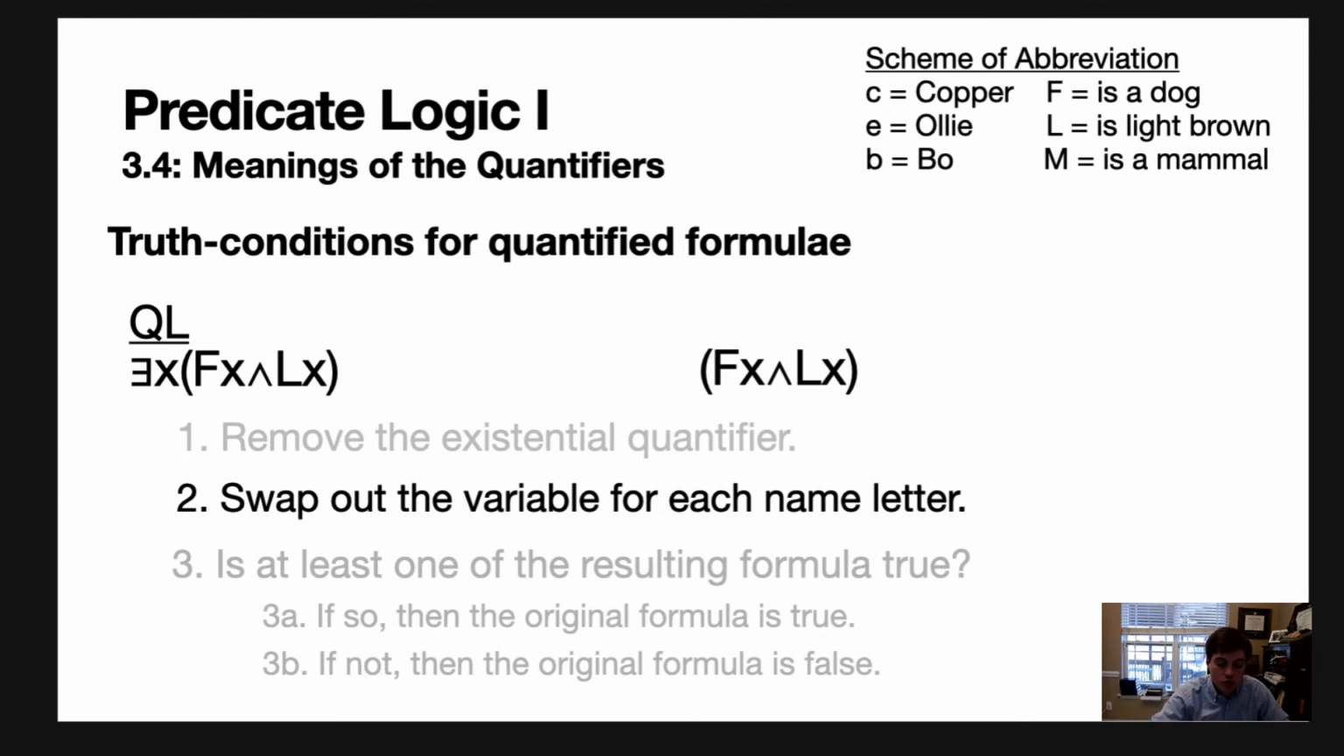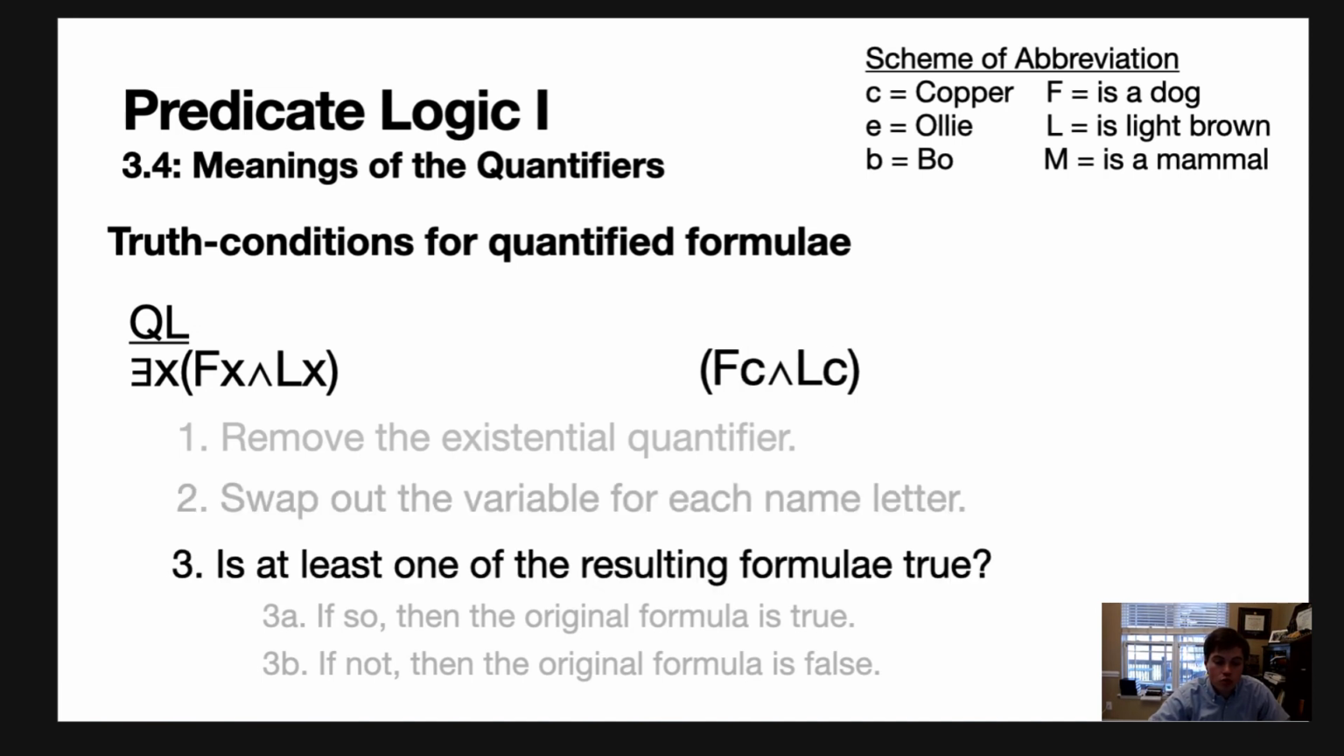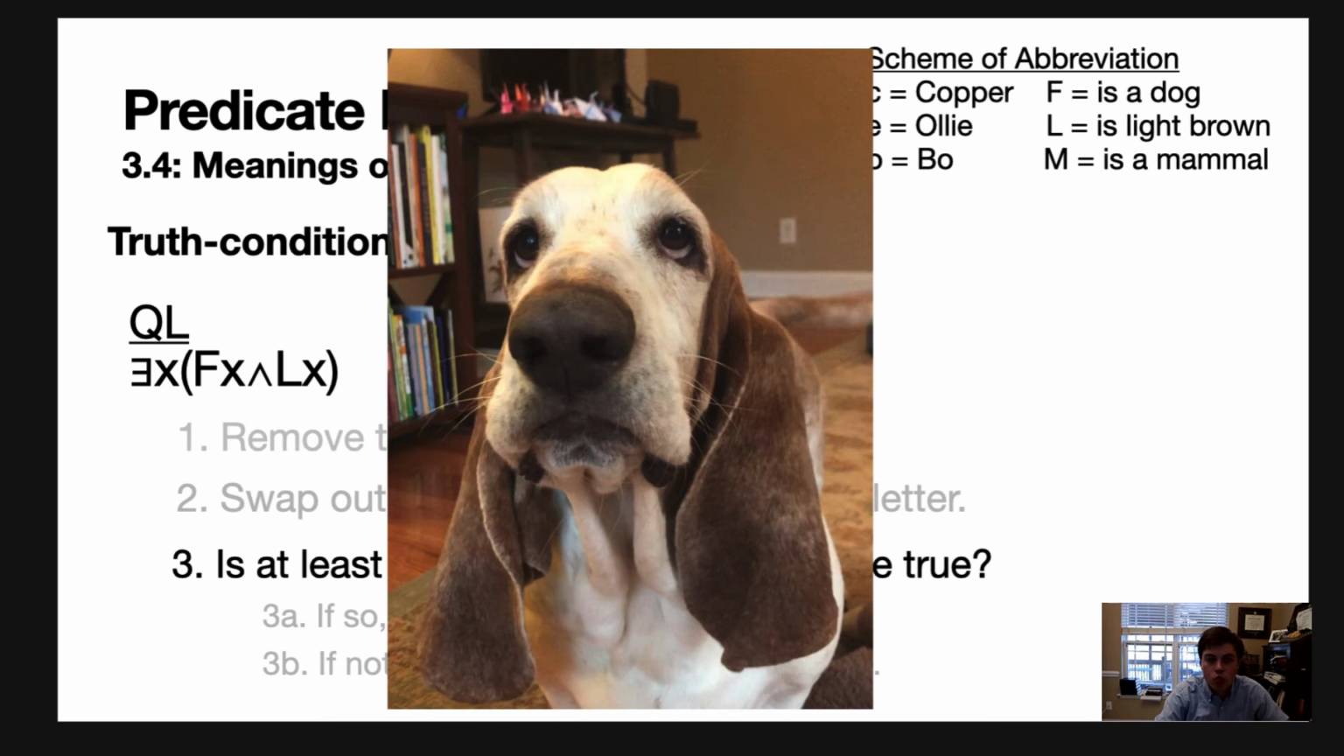And what you're then going to do is go in and swap out the variable for a name letter, and you'll do it with each of the name letters you have in your scheme of abbreviation. So here we've got three: C for Copper, E for Ollie, and B for Bo. And then the question is, is at least one of those instances true? Do you have one substitution instance that is a true claim? Not, are they all true? At least one. So indeed, at least one of those substitutions is a true conjunction.